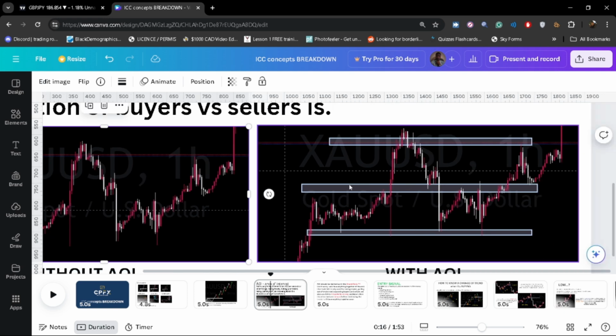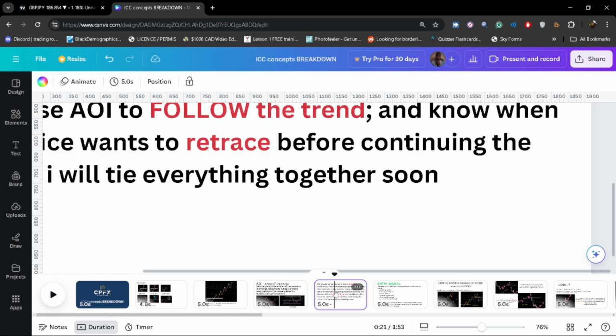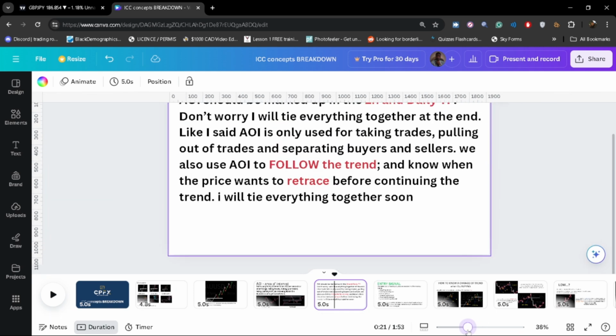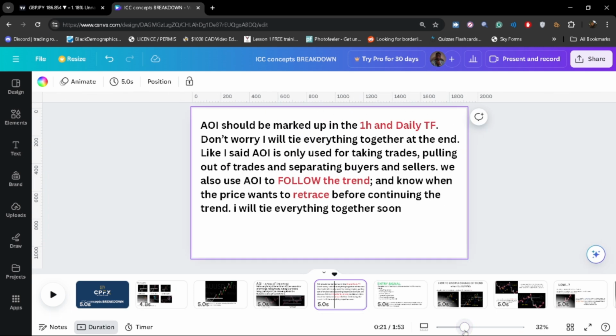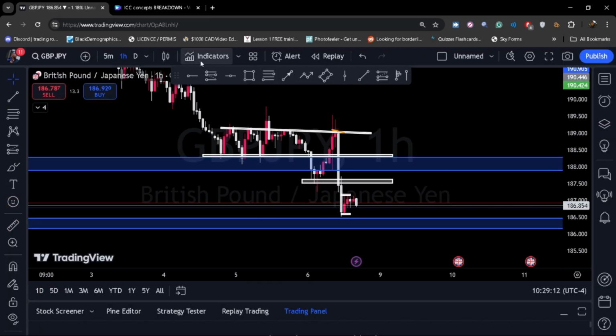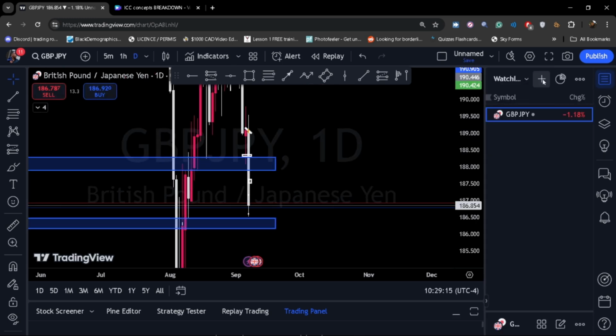So basically the area of interest just shows the separation between buyers and sellers. You can clearly see here that at this support, buyers are strong above this level, and sellers are strong under this level, and then buyers are strong above this level, and you can clearly see price reacting to that area of interest as a trend. Essentially, the area of interest should be marked up at the 1 hour and the daily time frame. So let me break this down exactly how you actually find your area of interest and things like that.